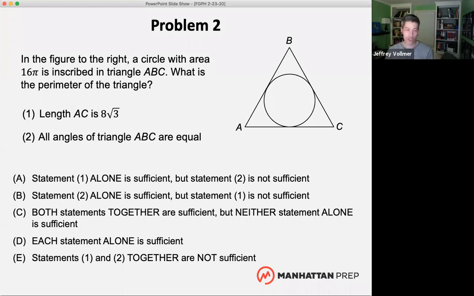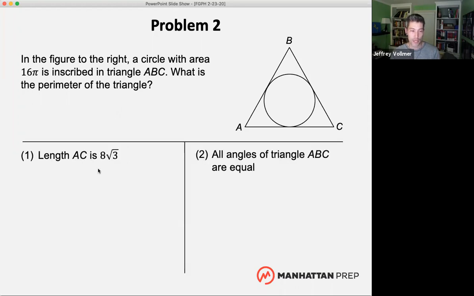Let's start from the top here. I have a bunch of people who have chosen answers A or D. Okay, and so if you're picking answers A or D in data sufficiency, what you are saying is that statement 1 is sufficient on its own, that knowing length AC and that it's 8 radical 3 is going to be sufficient.